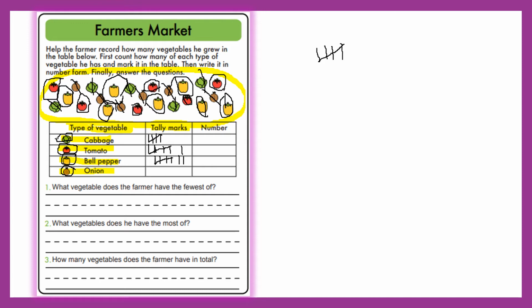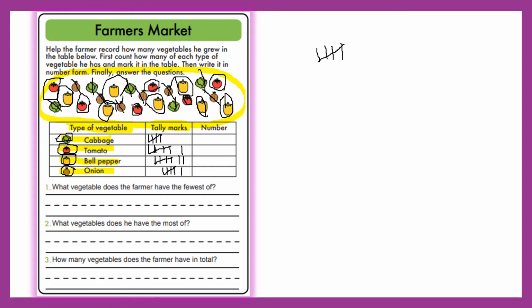Let's come down here and draw tally marks for onions. 1, 2, 3, 4. Remember, our 5th one goes across. 5, and 1 more.